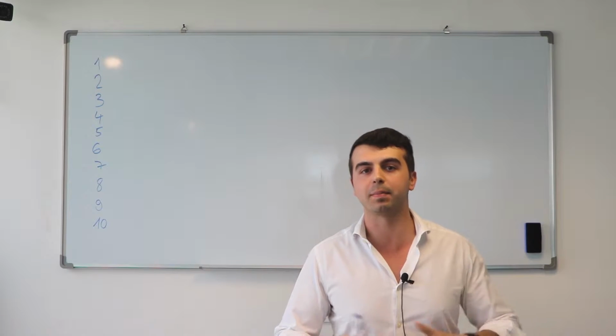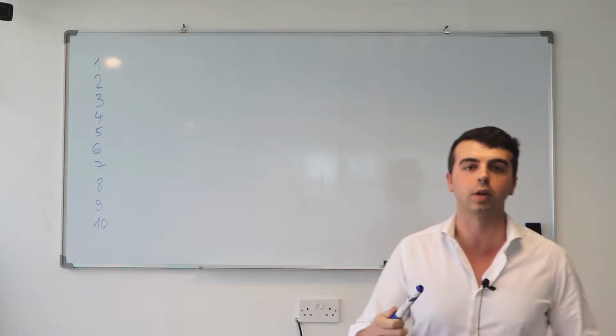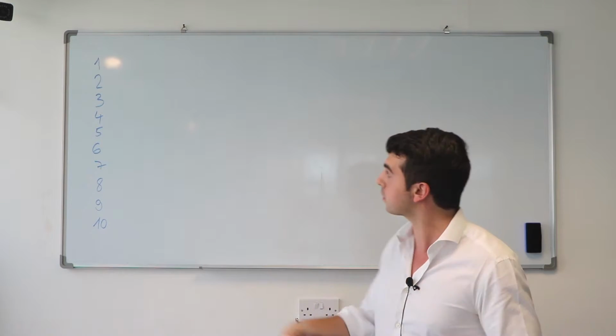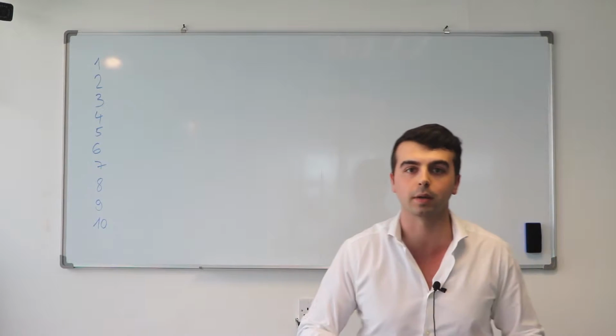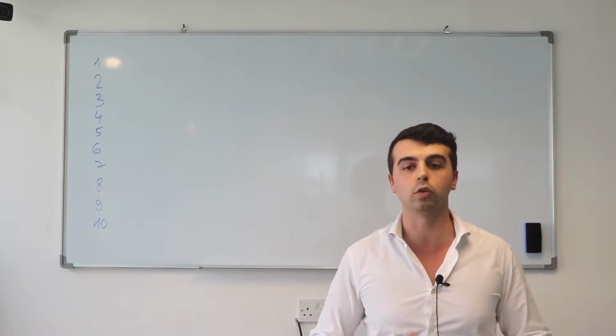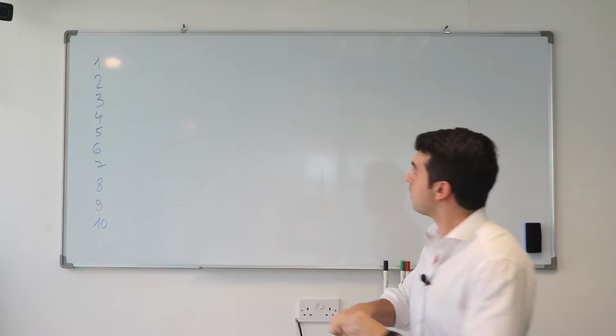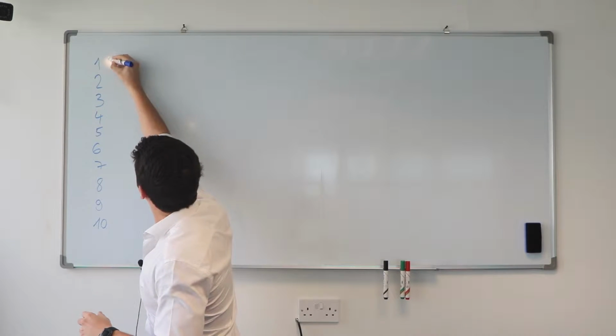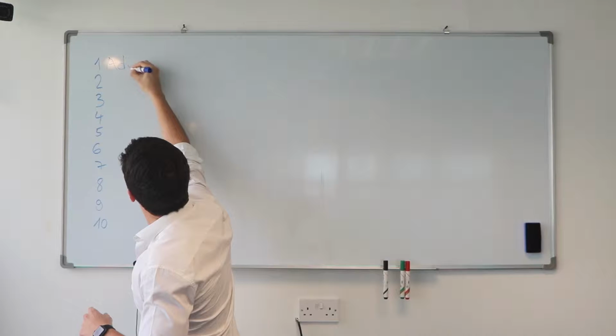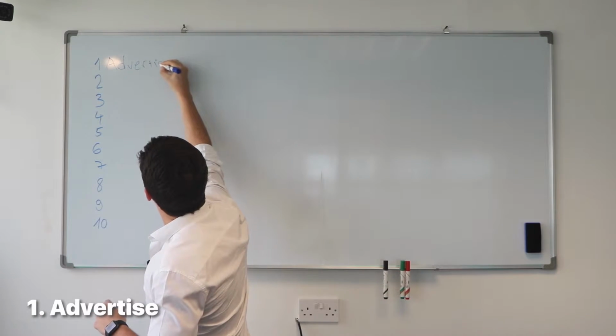So let's say you've launched an app, it's been out there for a while. What you want to do now is start making some money off your apps. So as you can see, we have 10 numbers and I'm going to tell you 10 ways on how to do it. So the first way, which I would say is the most obvious one, is to advertise through your mobile apps.